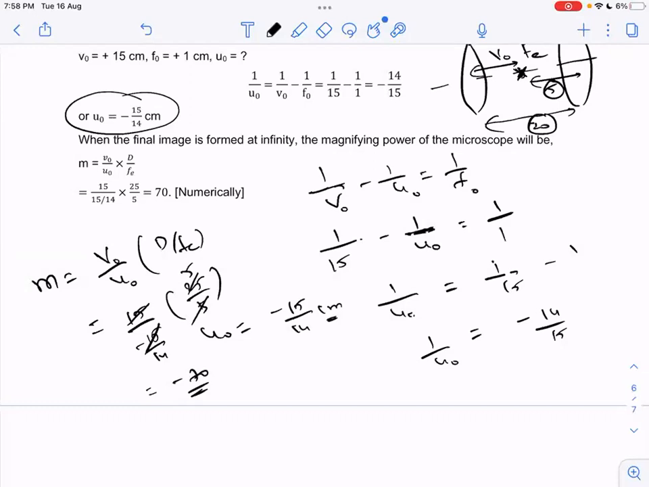About telescope, we'll discuss tomorrow. Tomorrow also mostly it will be online only because there is painting work going on in the academy.